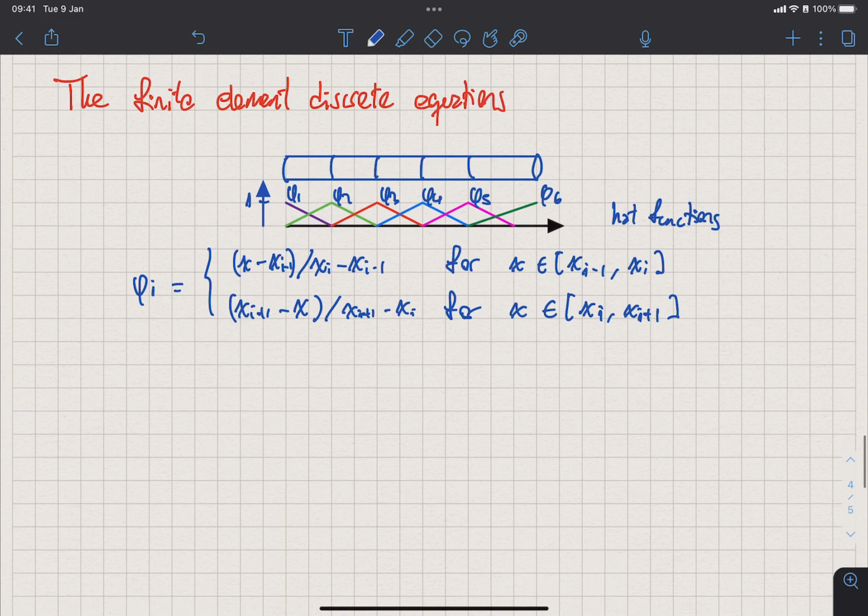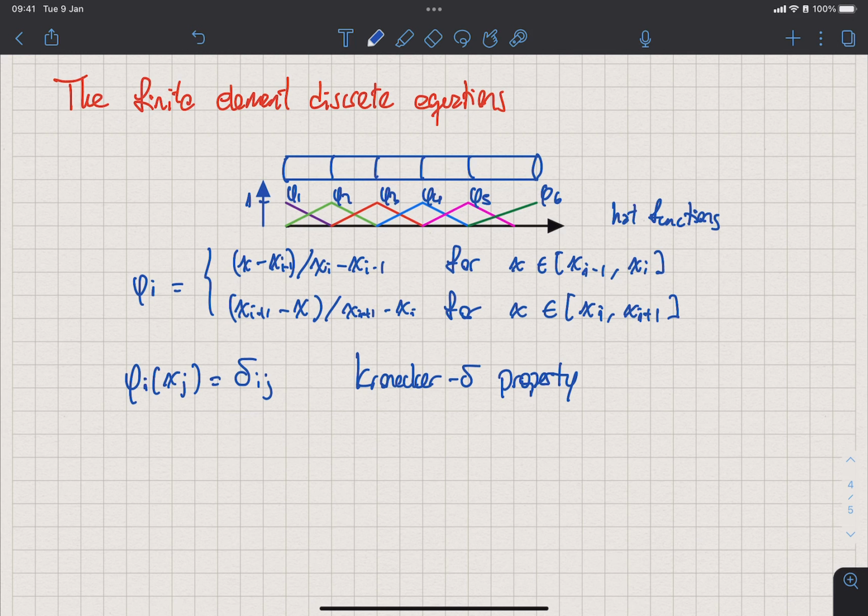Now these functions have a really nice and interesting property, and it's the fact that phi i of xj is equal to the Kronecker delta. In finite element, this is called the Kronecker delta property. Basically it says that if you take any function and you evaluate it at a node other than where that function is defined, that is going to be equal to 0. If you evaluate it at the node where that function is defined, that is going to be equal to 1.